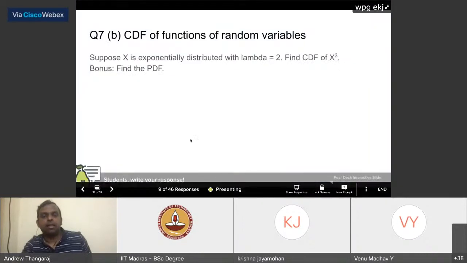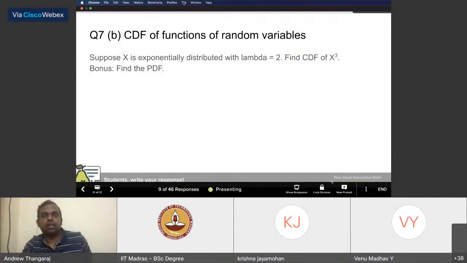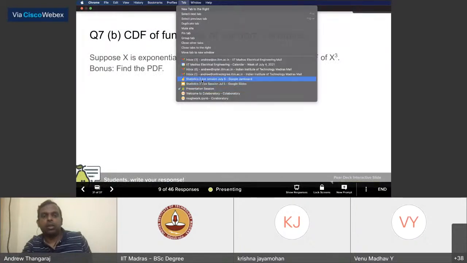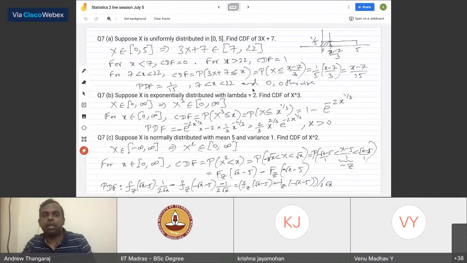Very nice. Let me show you the solution in the interest of time. The solution looks very similar to what we had before. It's simple in some sense. X is exponential, CDF of X cubed. X takes values from 0 to infinity, so X cube also takes values from 0 to infinity. You can put a closed-open bracket here. So if you take an x value between 0 and infinity, the CDF will be the probability that X cube is less than or equal to x, which is the same as the probability that X is less than or equal to x power 1 by 3.